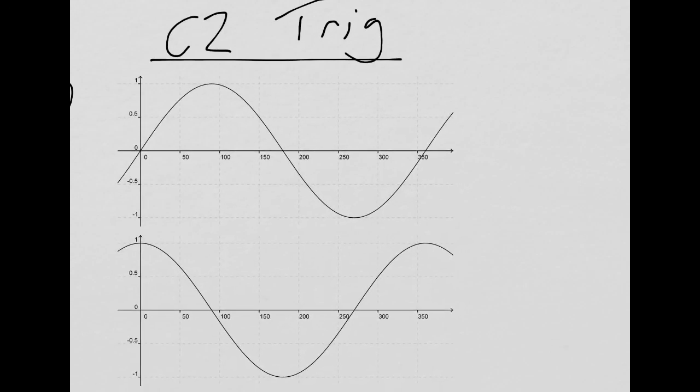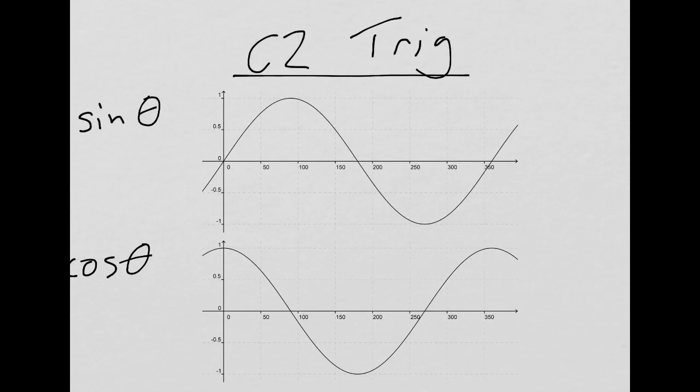You guys do need to know how to sketch these. So just looking at sine theta, max value is 1, min value is -1. We have a peak at 90 degrees and a minimum at 270 degrees, and we cross the axis at 180.